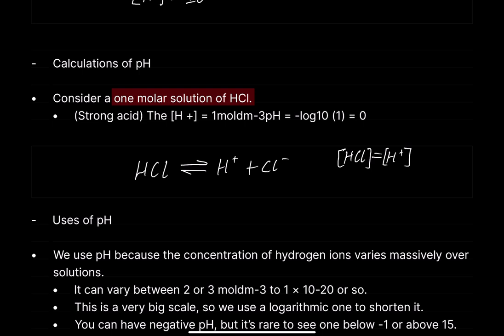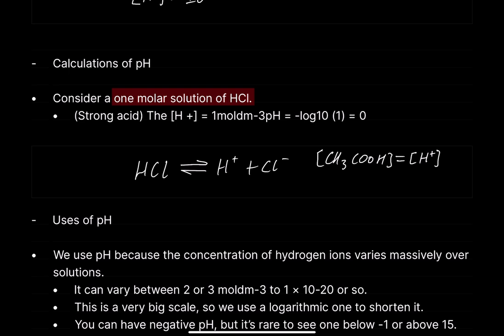We can't assume this for weak acids, because weak acids don't fully dissociate H plus ions in solution. So let's say a carboxylic acid, for example, ethanoic acid, CH3COOH. We can't assume that the concentration of ethanoic acid, which is a weak acid, is the same as the concentration of H plus. It definitely isn't, because carboxylic acids are weak acids. They don't fully dissociate H plus ions in solution.